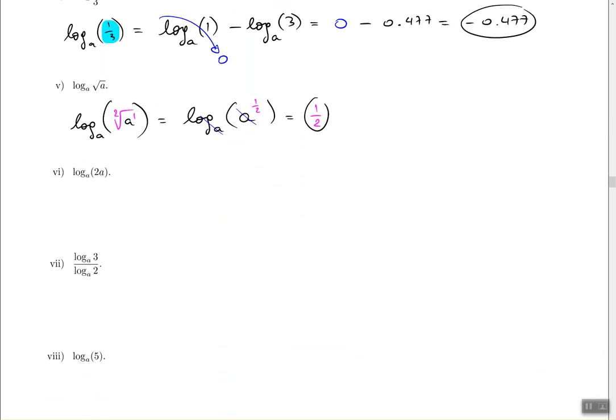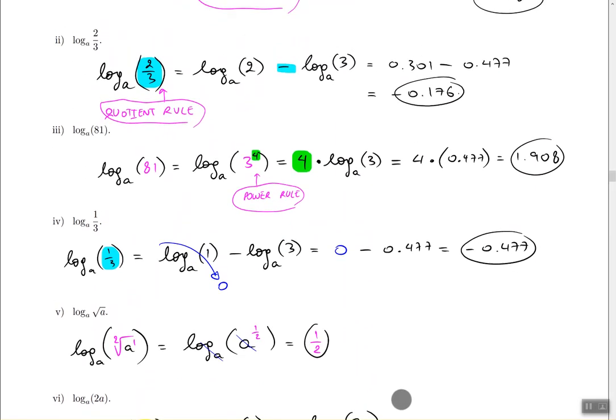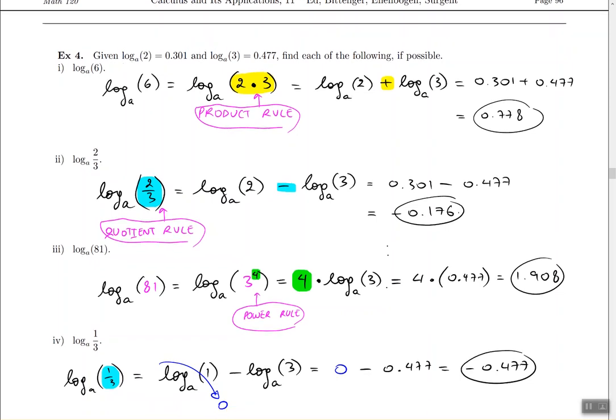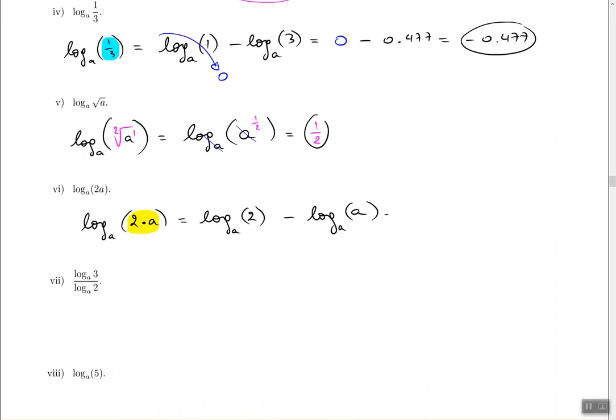Okay, now log base a of 2 times a. There's nothing in the middle. That means multiplication. And again, remember, multiplication reminds us of the product rule. So what I want to do is put a log base a of 2 by itself, and then a log base a of a by itself. Now, I'm going to pull the log base a of 2 from up here. Log base a of 2 is 0.301. So for the first one, I know the solution is going to be 0.301.